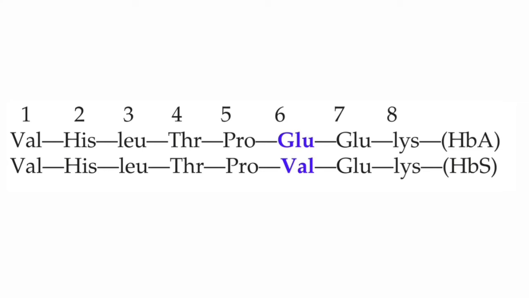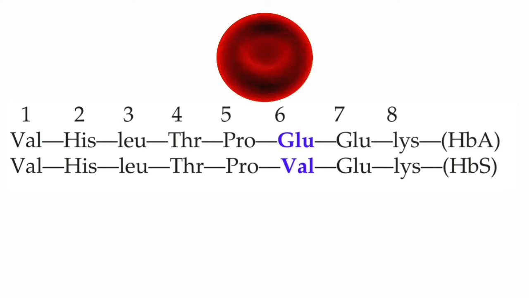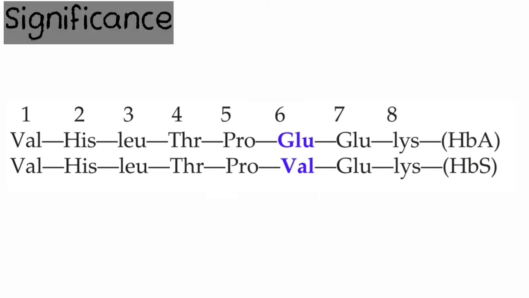So here the normal hemoglobin, that is HbA, in the beta chain at 6th position it has glutamic acid, but due to mutation that glutamic acid is converted into valine, means glutamic acid is replaced by valine. Because of this change in amino acid, it leads to improper folding of the polypeptide chain and that leads to the formation of sickle cell RBCs.